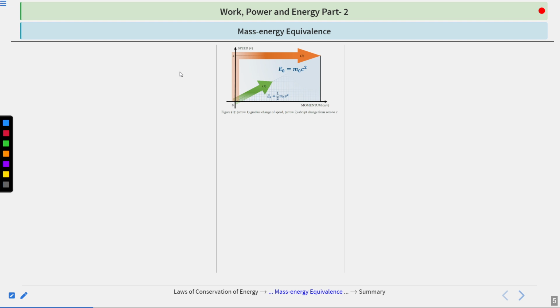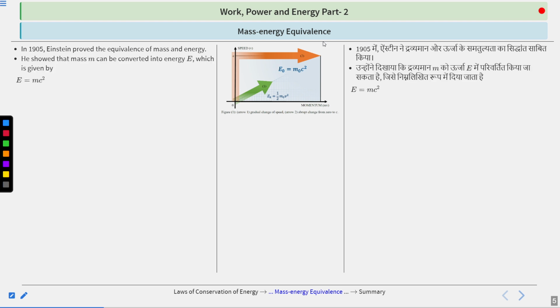Now we are going to talk about mass energy equivalence. It was the year 1905 when a famous scientist called Albert Einstein proved the equivalence of mass and energy. He showed that mass m could be converted into energy E, which is given by E = mc², where c is the velocity of light.